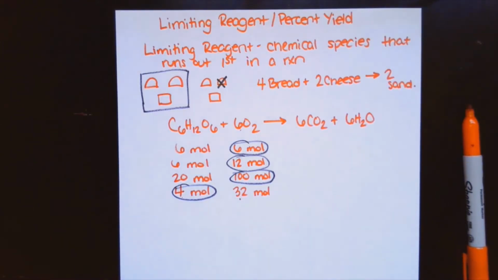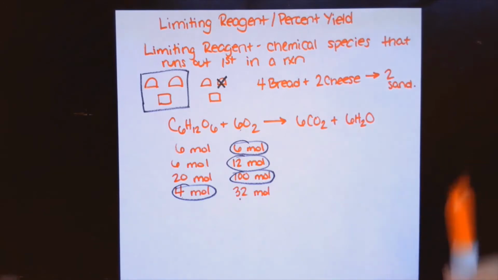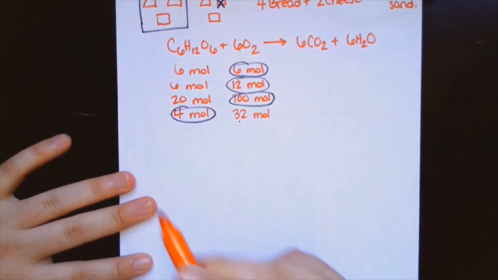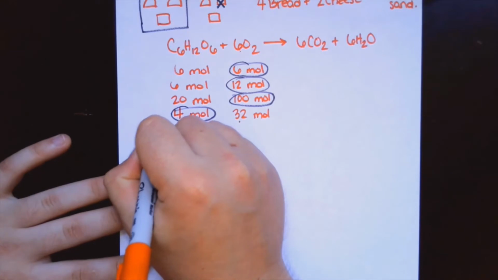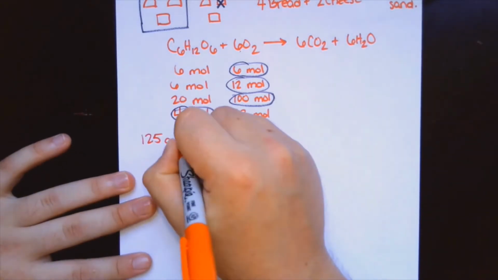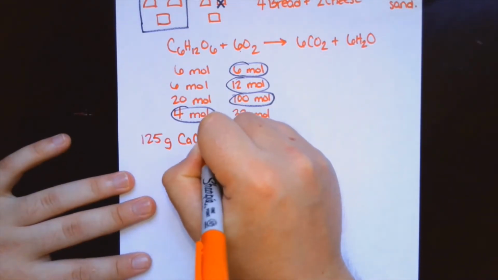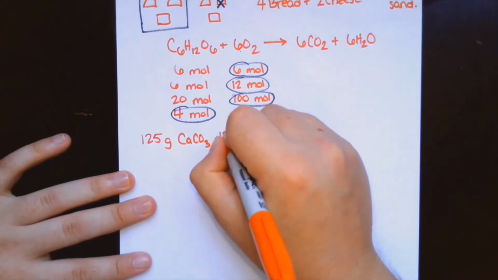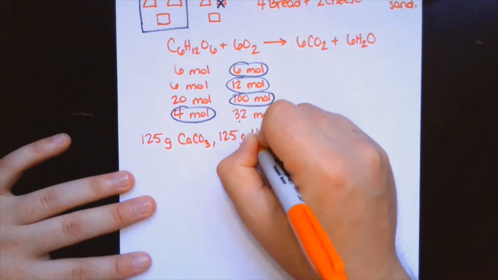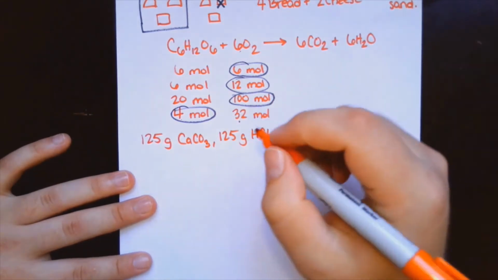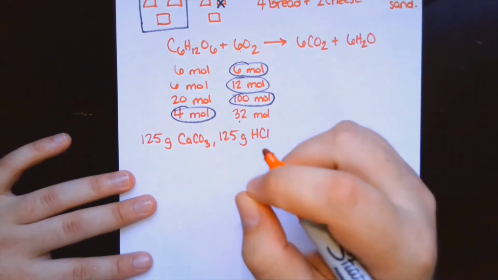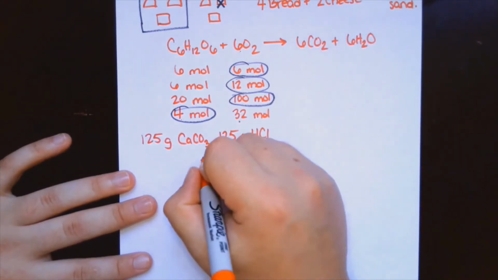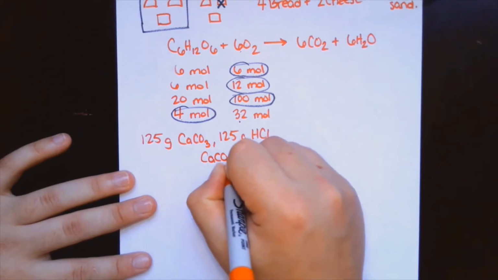Alright, so now mathematically, when you're trying to determine a limiting reagent, let's do a sample problem, and I'll show you how to do that. So let's say we have 125 grams of CaCO3 reacting with 125 grams of HCl. And you need to know the chemical reaction, because you need to know the balanced coefficients for these. So I'll give you that.